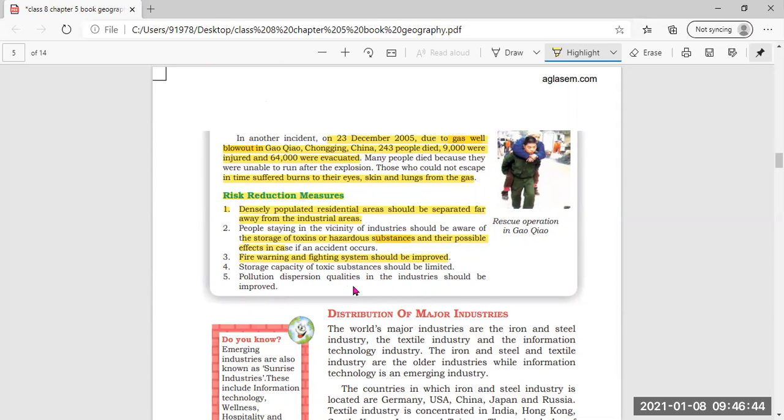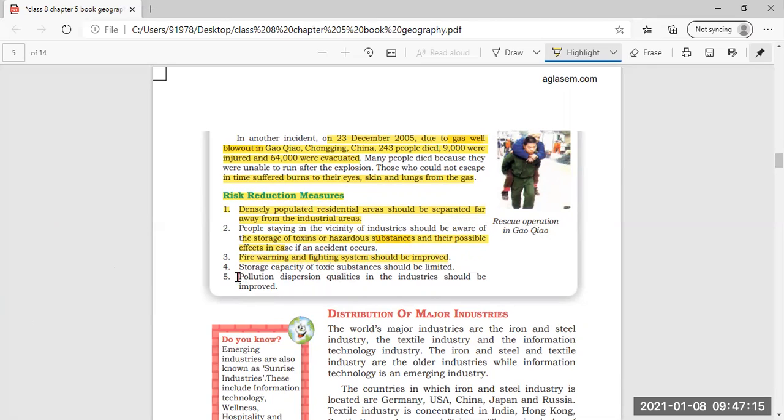Fourth, the storage capacity of toxic substances should be limited. A limited quantity of toxic substances which can be harmful for the public should be kept in the industries, so that if any tragedy occurs, fewer problems are created by that particular tragedy.